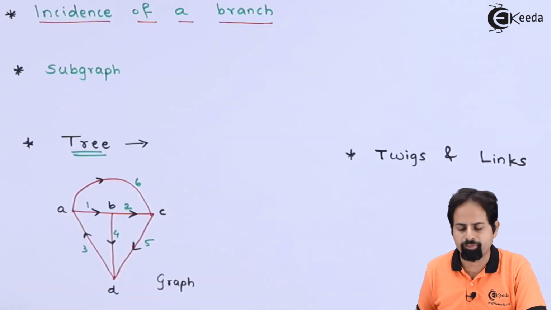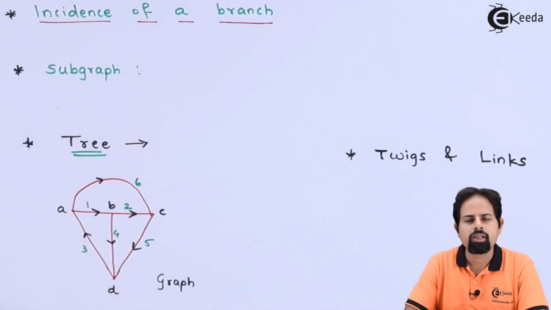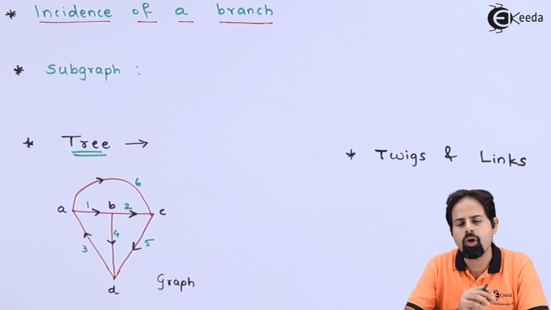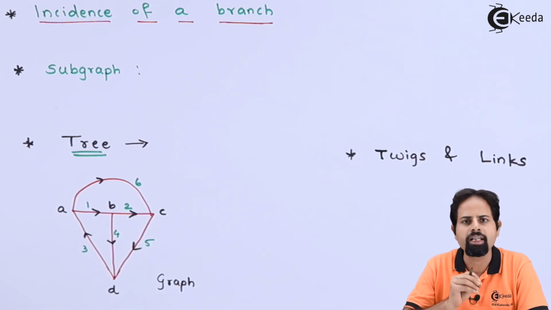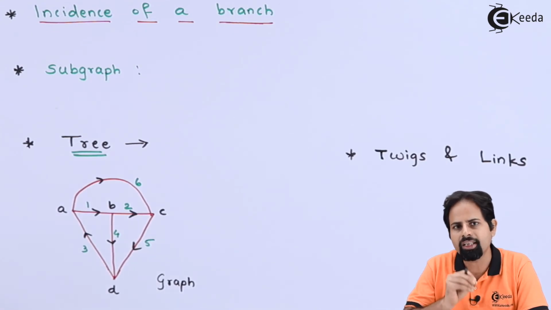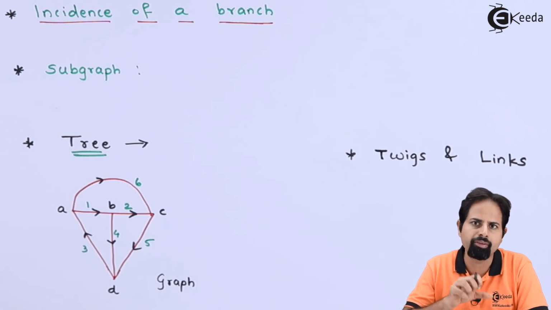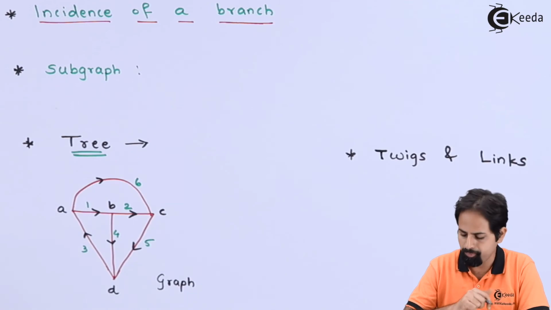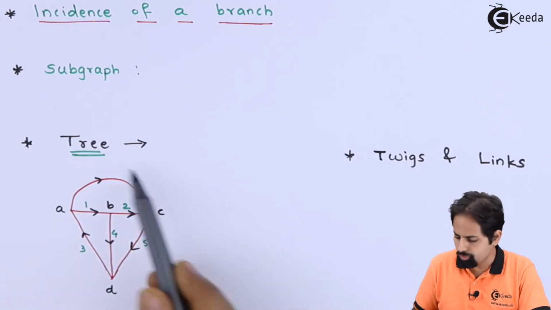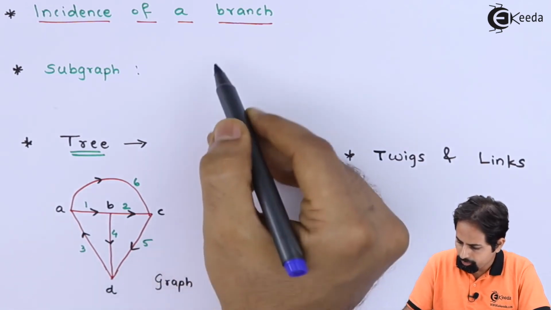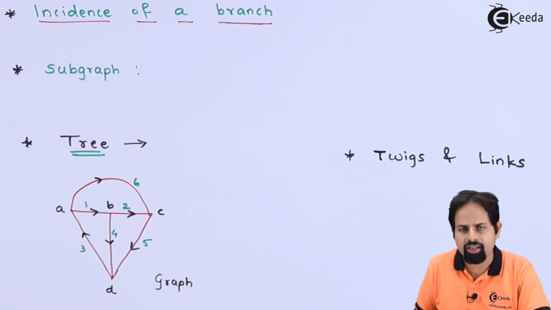Now what is a subgraph? A subgraph is nothing but a subset of nodes and branches. It is called a proper subgraph if it has fewer nodes as well as branches than the given graph. For example, see this is the circuit which I have drawn in red color. If I want to get a subgraph of this, I can draw, let us say, B, C and D, only these nodes.